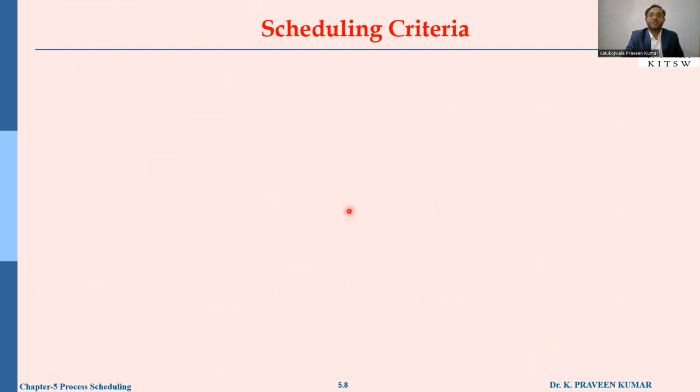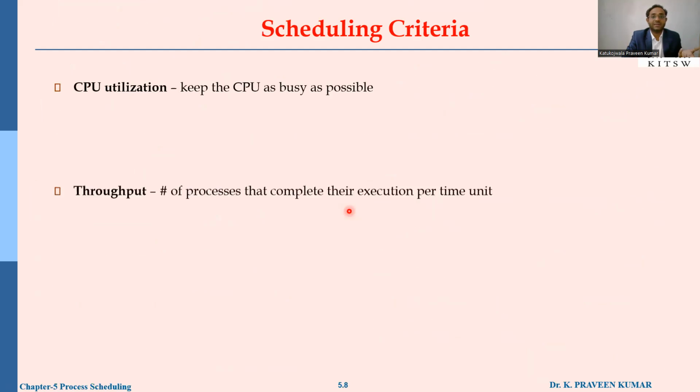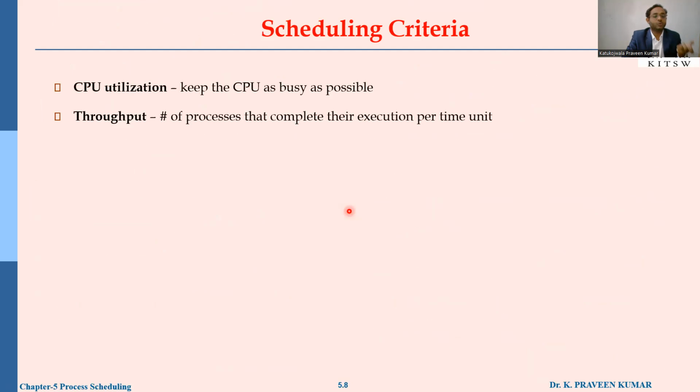Right. So scheduling criteria. What are the different criteria to select the scheduling algorithms? First one is CPU utilization. The CPU must be kept busy. That means then only you can get the maximum throughput. Throughput, what is meant by throughput? Number of processes that complete their execution per time unit. So within the specified time, how many processes it is completing, that is called throughput.